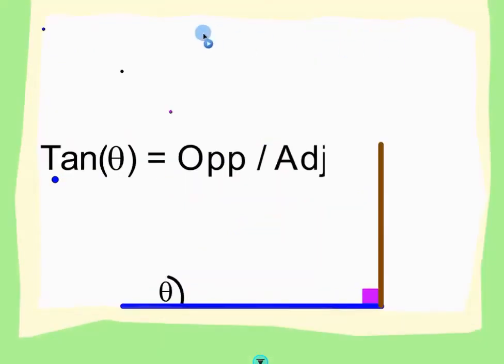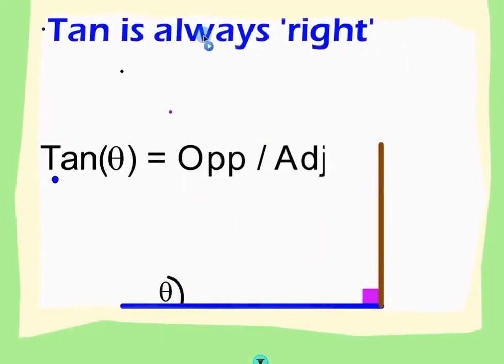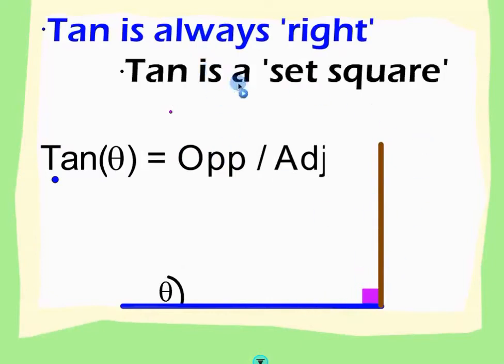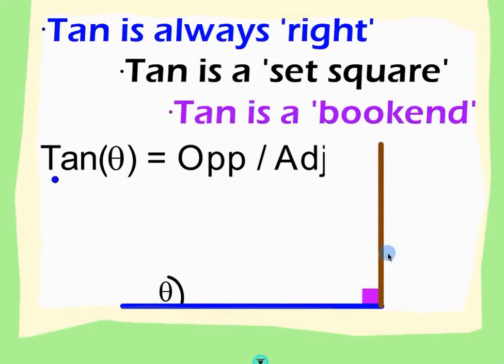And for tan, it's a bit harder to come up with something to remember it by, but you could say it's always right, because it's like a right angle. It's like a set square for those engineers out there. It's like a bookend. So the tan of this angle, when we know what this angle is, will just be a number, probably expressed as a decimal, say, and that number will be equal to how big this opposite length is compared to how big the adjacent side length is.